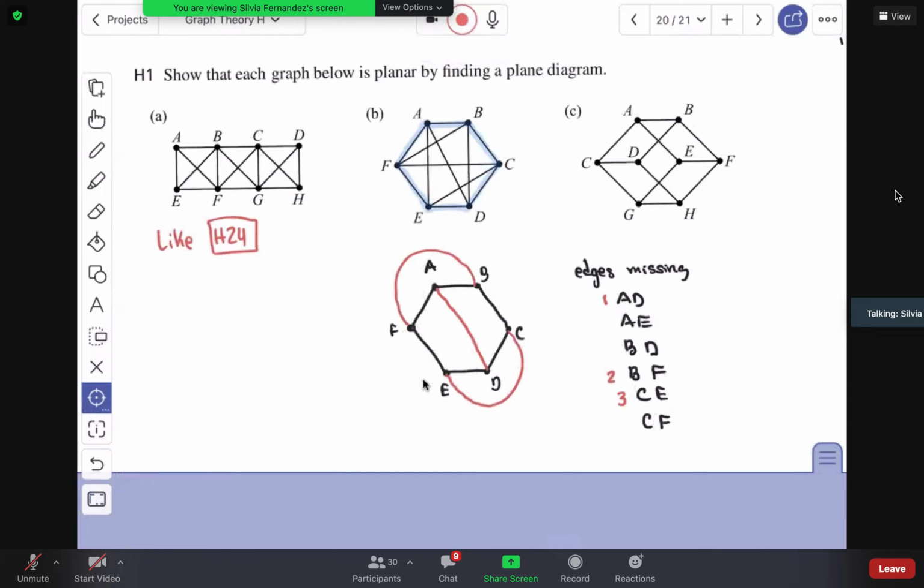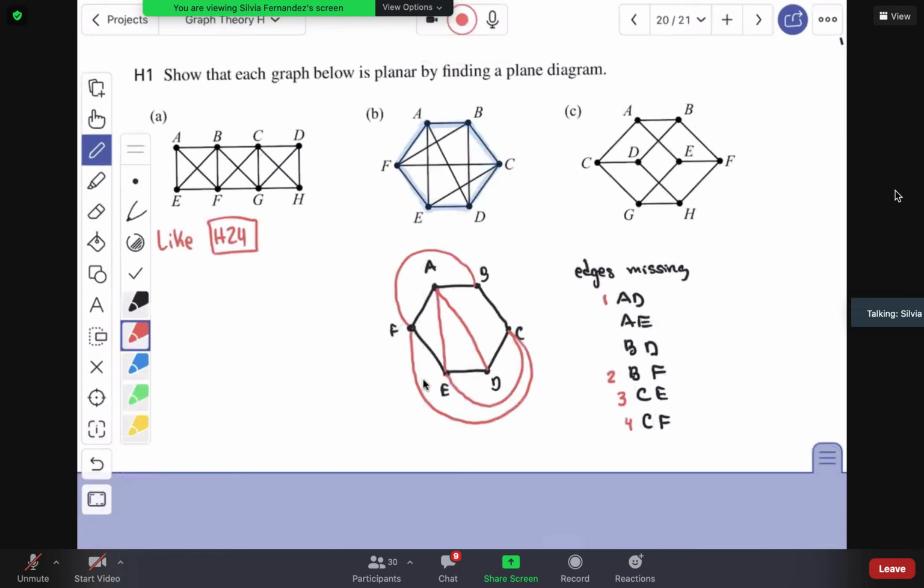CF, it cannot be inside because it will create a crossing. So I need to draw it outside. So I'm adding that one after. And again, this one I don't need the ordering in which I added the edges because it's planar. But it helps me actually find the drawing. So now I'm missing AE and BD. And as you can see, I can draw them inside and there's no problem.